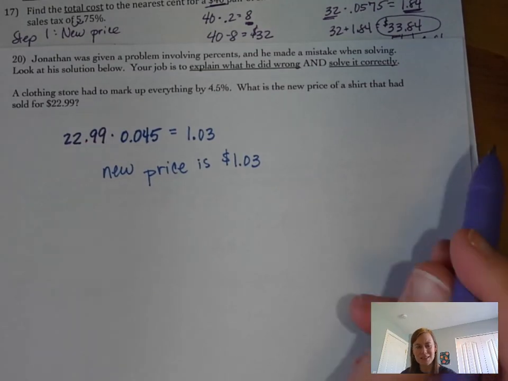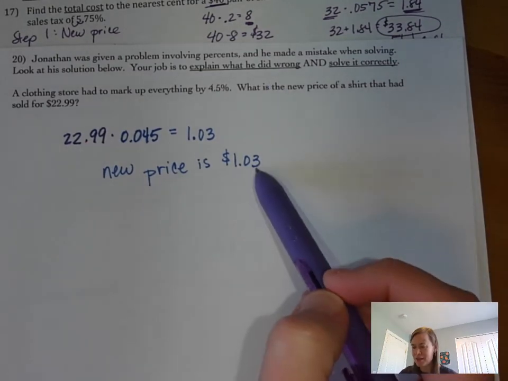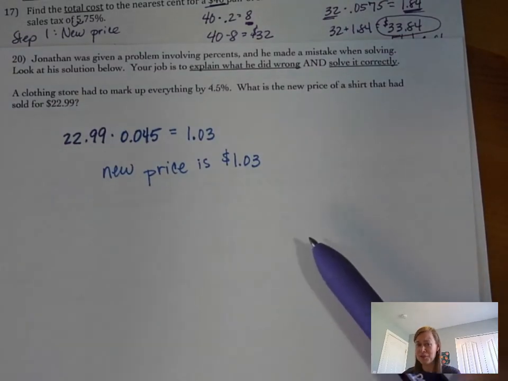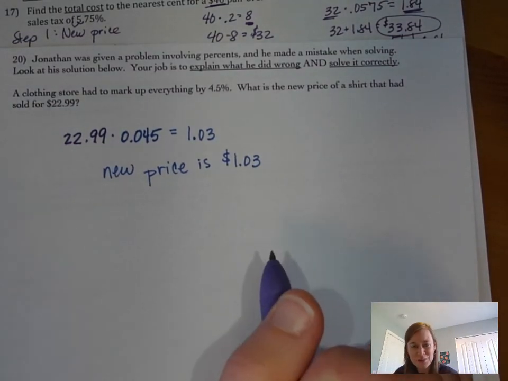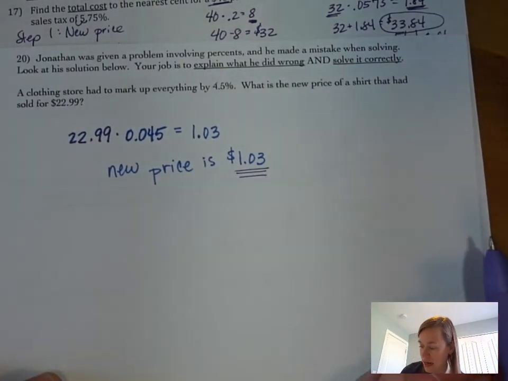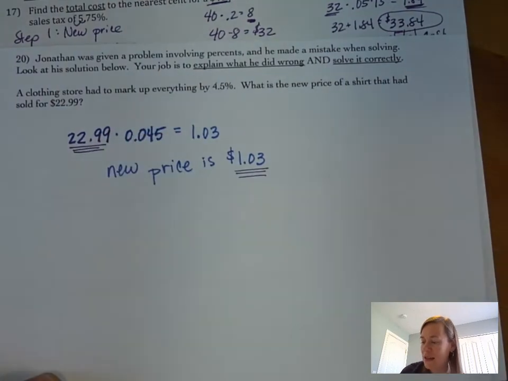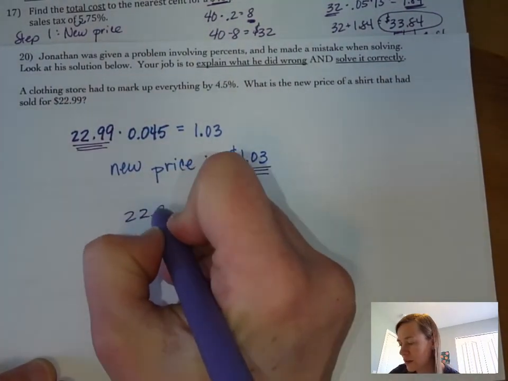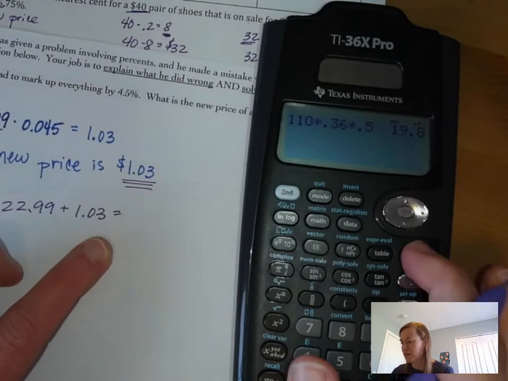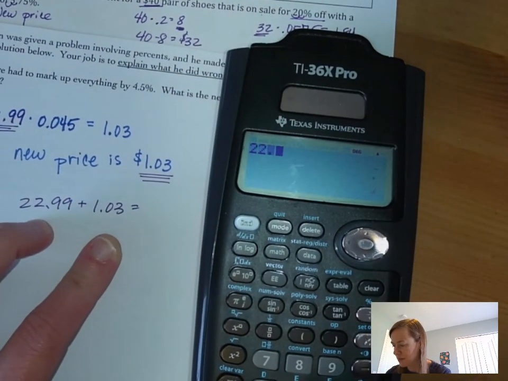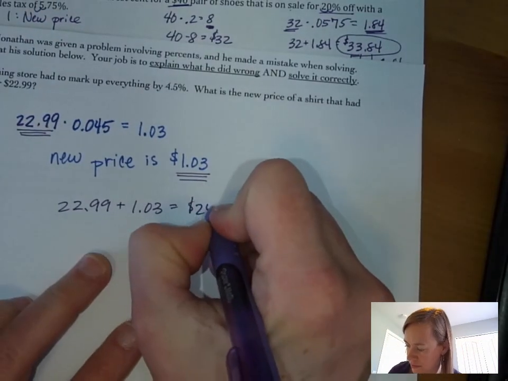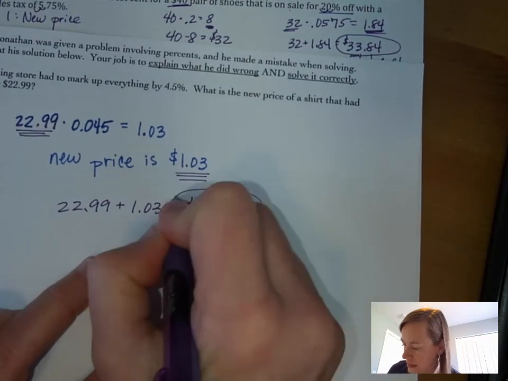Now, does that answer make sense? $1.03 is awfully cheap. If the shirt was $22.99 and they had to raise the prices, it should be above $22.99, right? So what did he forget to do? He just forgot the last step, where you have to take the amount of change, which is this, and add it to the old price. So let's do that for him. So $22.99 plus 1.03 equals, and our calculator will tell us the rest, $24.02 is that new price, it looks like.